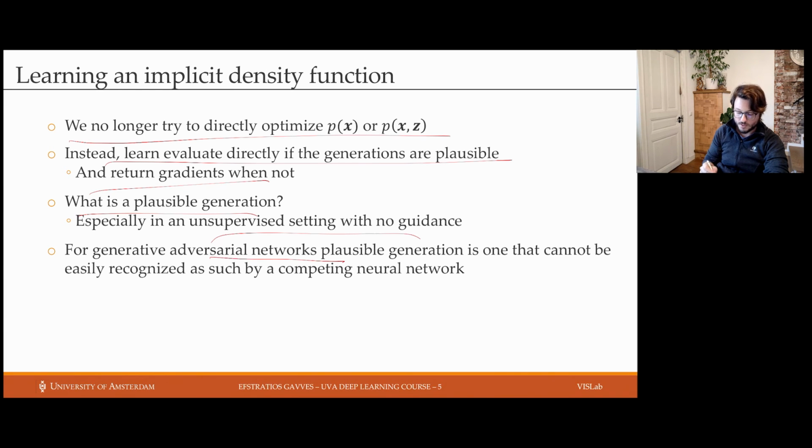And for generative adversarial networks, checking whether the generation is plausible is simply done by having an extra competitive neural network that tries to figure out whether the generations are indeed real or not.